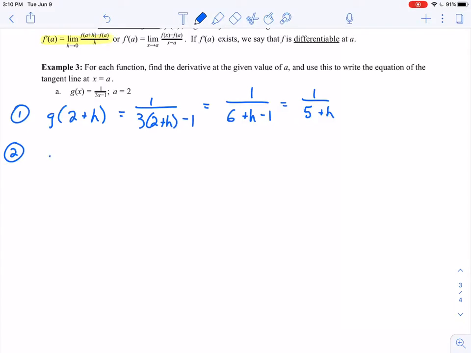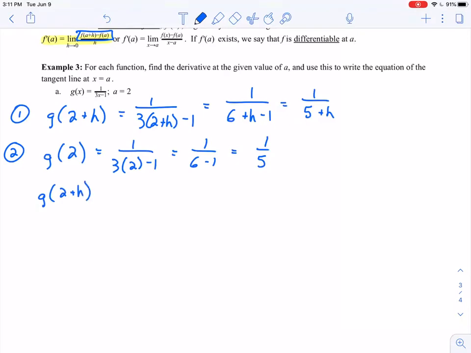So in this case, what is g of 2 here? So 1 over 3 times 2 minus 1. This is 1 over 6 minus 1. This is 1 over 5. So I want to look at this numerator now. I'm going to take the two things that I've just found and subtract those two. So I'm going to take g of 2 plus h minus g of 2.